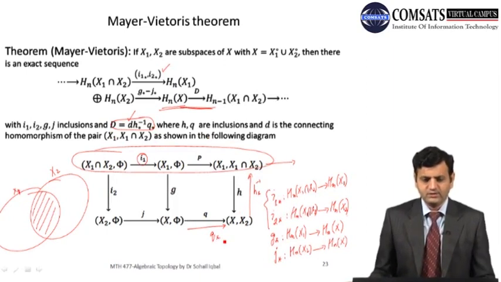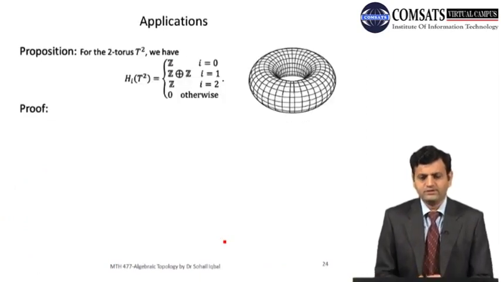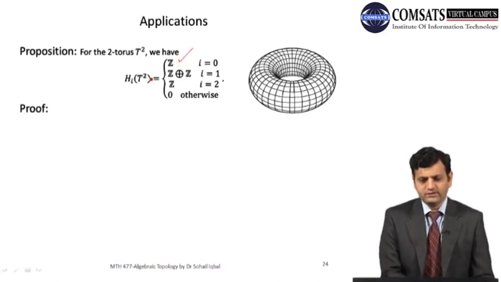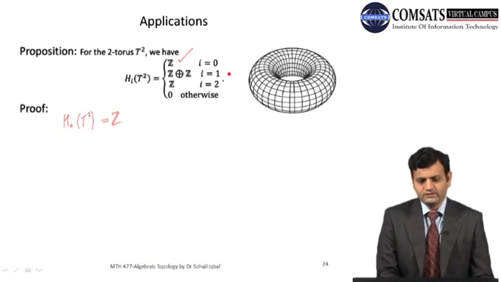So let's go on and try to calculate the homology of a torus using this sequence. Okay, so we know that the homology of a torus when i is equal to 0 is Z, because it is path connected, so there is nothing to prove. So H naught of T2 is Z. Okay, so when i is equal to 1, then we have Z plus Z, and we will see why this is true. And when i is equal to 2, then this is Z, and we will also see.